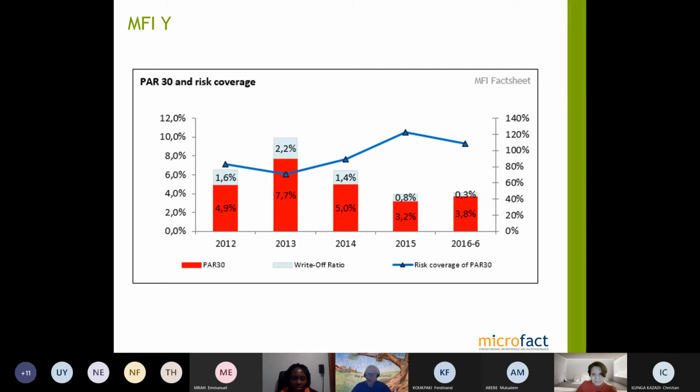If you look at the other organization, that's the larger one, we will see it's also an older one, a much more stable organization. PAR 30 is under control for the last 3 years, and you can see they also created these loan loss reserves, and it's more than 100%. So no problem for these two organizations. I think it's obvious for all of you, isn't it?